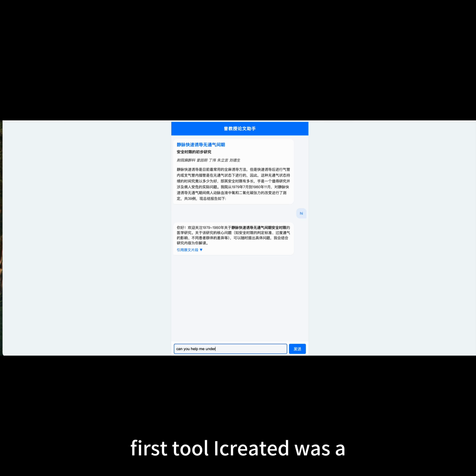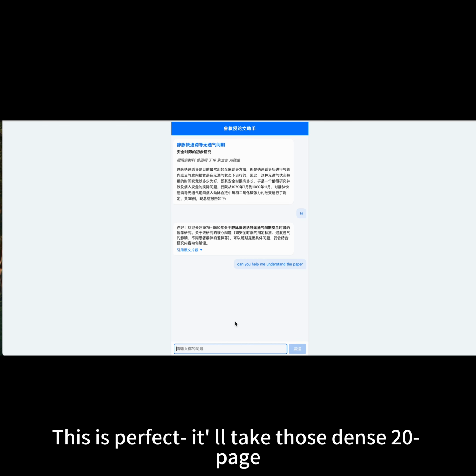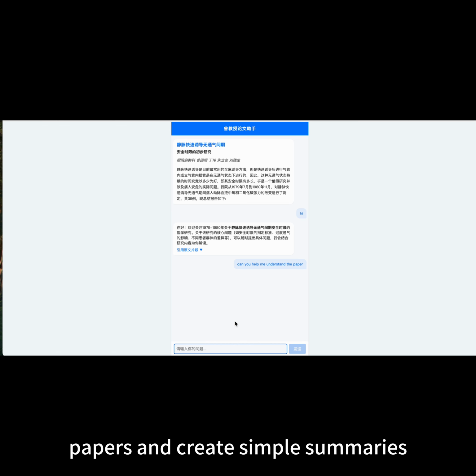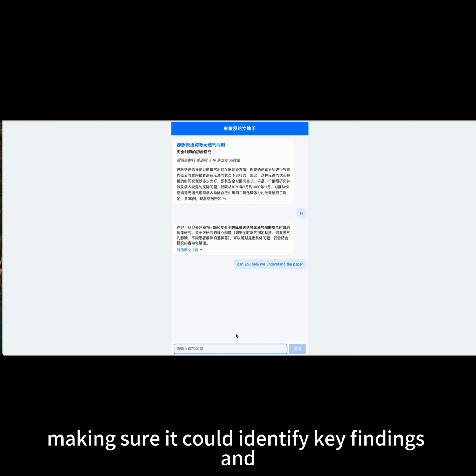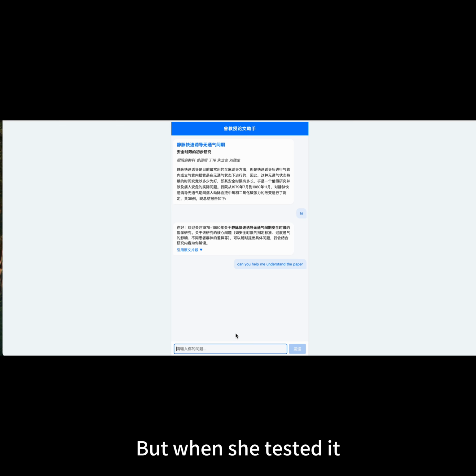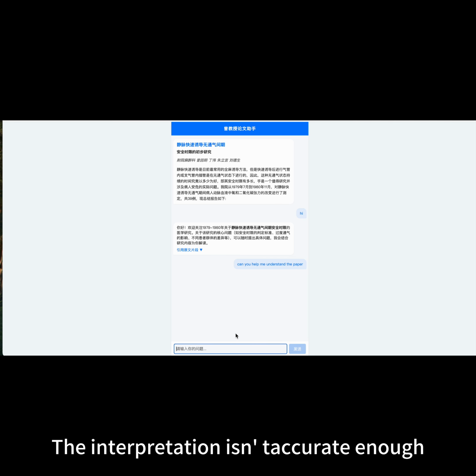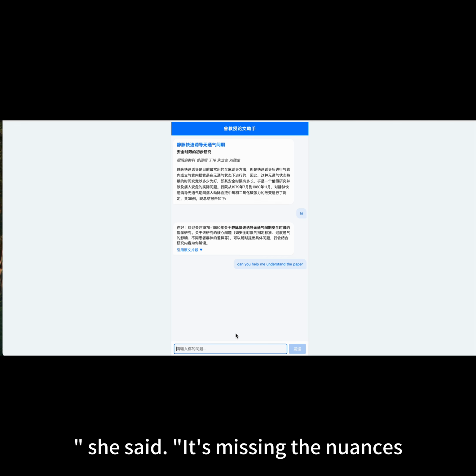The first tool I created was a basic paper summarizer. I thought, this is perfect, it'll take those dense 20-page papers and create simple summaries. I spent weeks fine-tuning it, making sure it could identify key findings and methodology. I was so proud when I showed it to her, but when she tested it, the feedback was immediate and disappointing. The interpretation isn't accurate enough, she said.